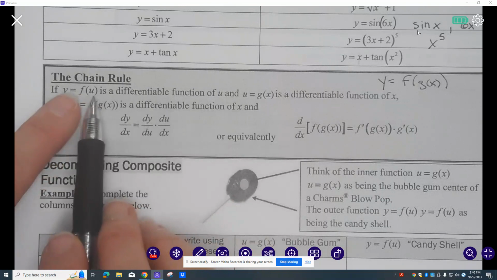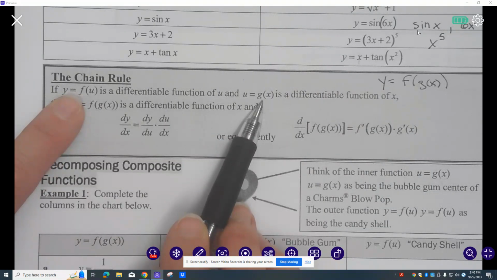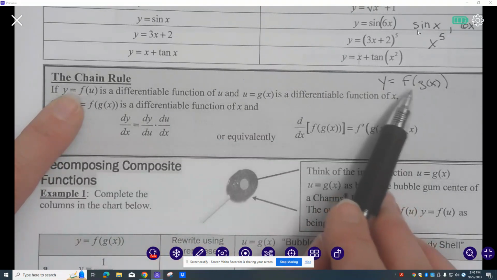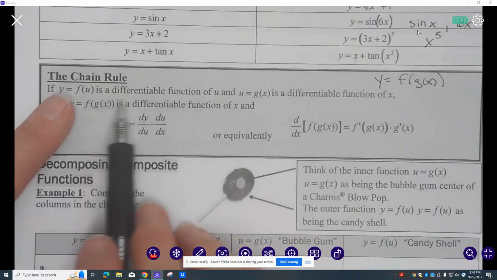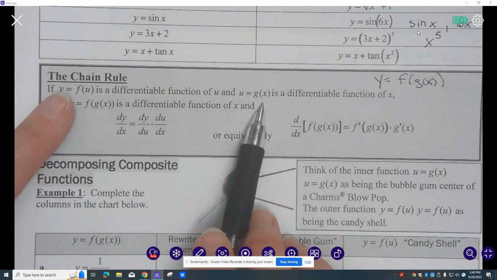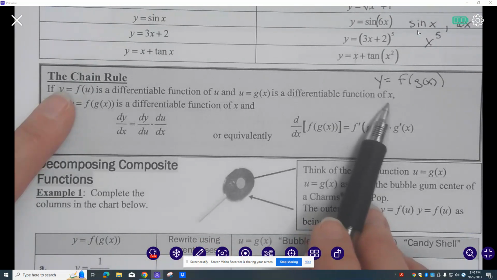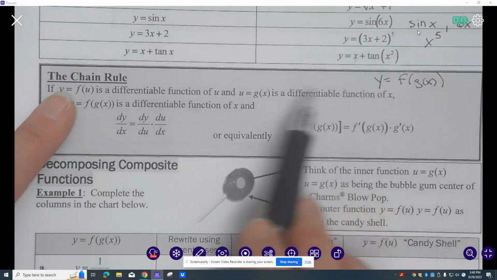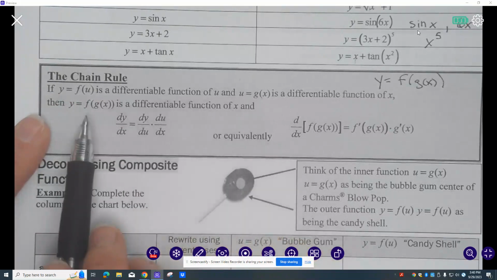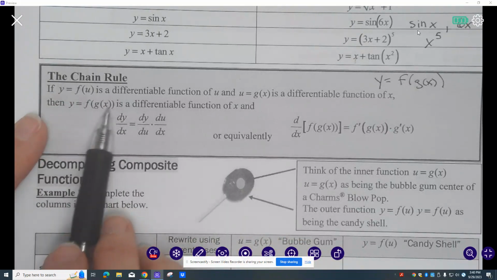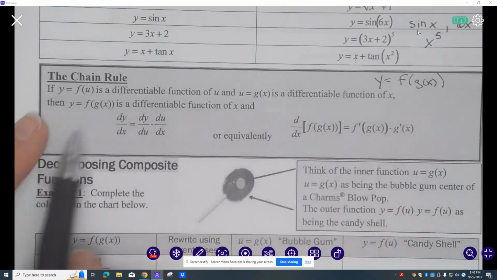So I could replace this u with a g of x, and I would have this. So this is a composition. Right here, they're just defining a composition. They're saying the function on the inside is also differentiable, but the variable on that function is x. Then it says y equals f of g of x. There it is right there.